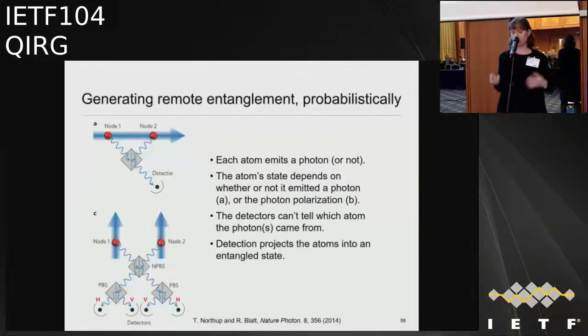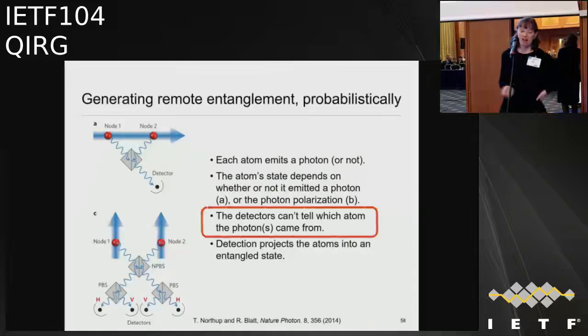So that sounds actually kind of easy. You can get each of two atoms to make a photon, and you need to measure the photons, and then they sort of turn up entangled. And yeah, this is, again, as I said, the key principle, this indistinguishability from the perspective of the detectors.